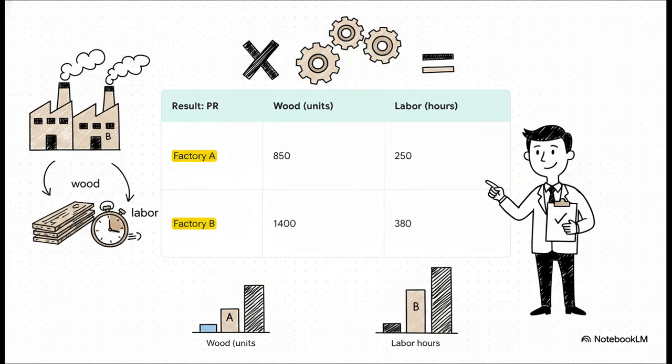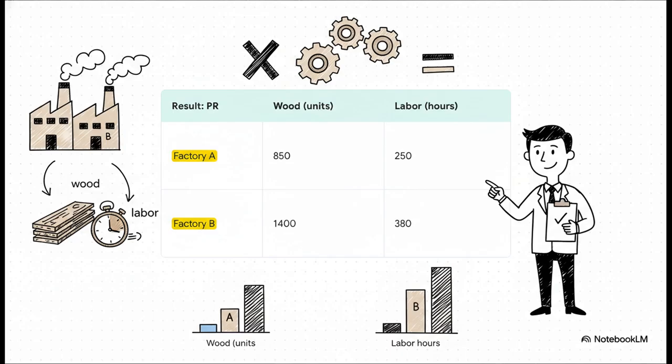So now we perform the multiplication, production matrix P times resource matrix R. Let's just walk through that top left element again, which represents the total wood needed for factory A. We take row 1 of P, 50 30, and multiply it by column 1 of R, 5 20. The calculation is 50 chairs times 5 wood units for each chair, plus 30 desks times 20 wood units for each desk. That gives us 250 plus 600 for a grand total of 850 units of wood.